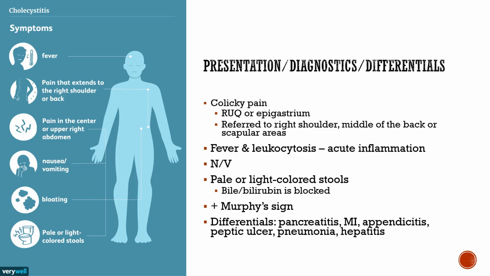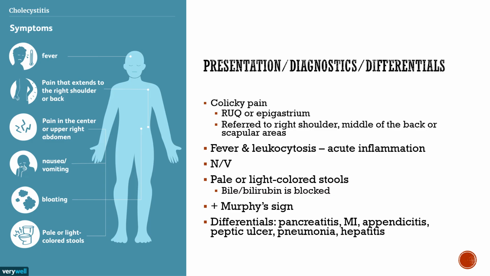Sometimes these folks will be pretty sick. They will have fever from acute inflammation, complain of nausea and vomiting, and they may report their stools are pale or light colored. And that's because bile or bilirubin is blocked, so the stools don't have color to them. There may be a positive Murphy's sign. So when you're palpating in the right upper quadrant and have the person take a deep breath, there's going to be guarding or a hesitation as they try to take that deep breath because of the pain that it's caused.